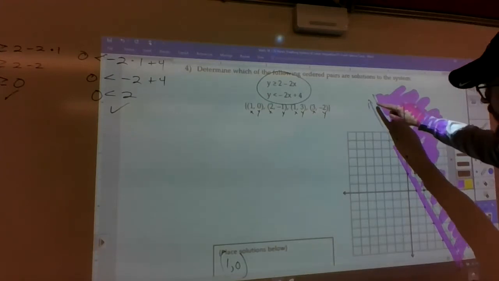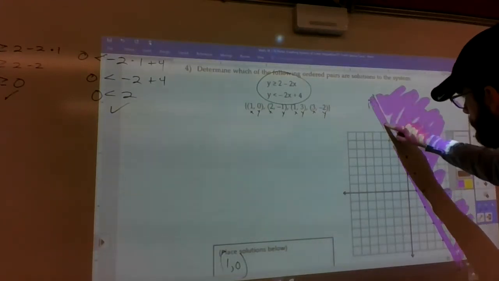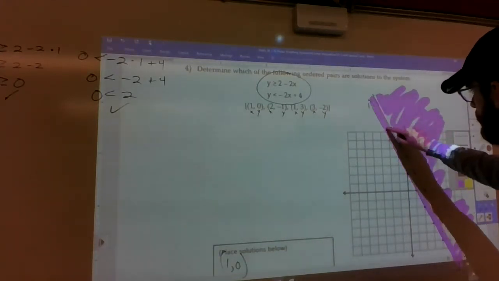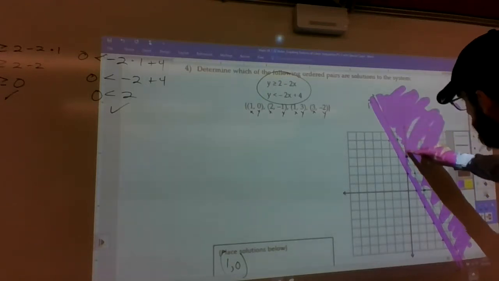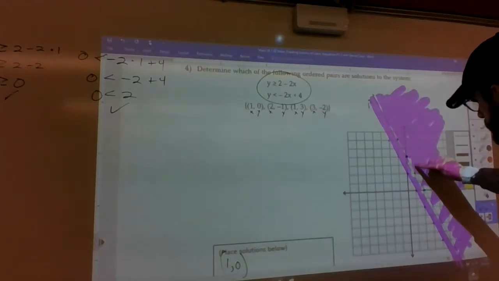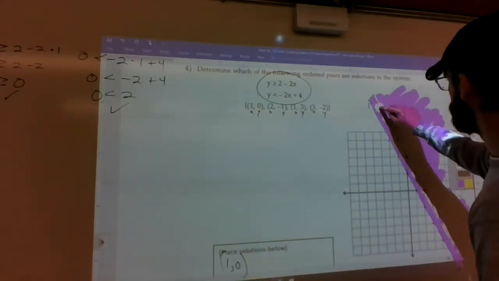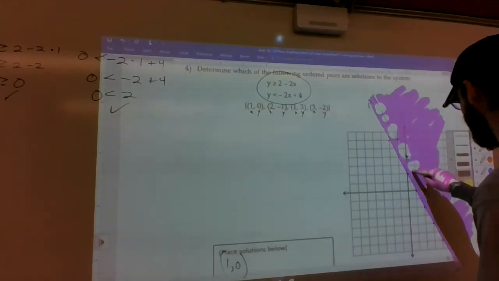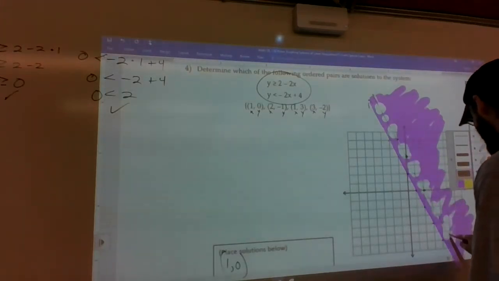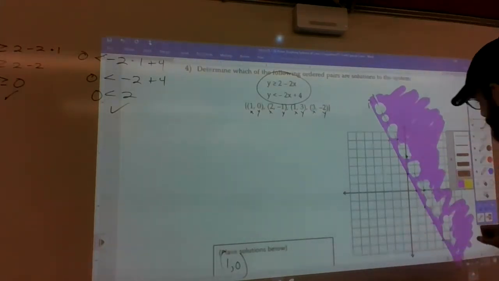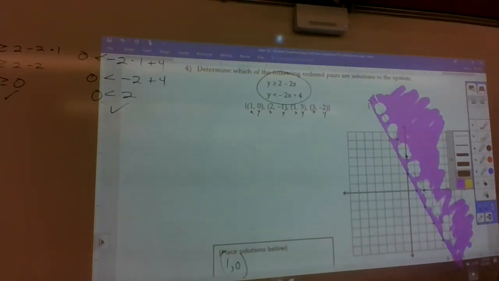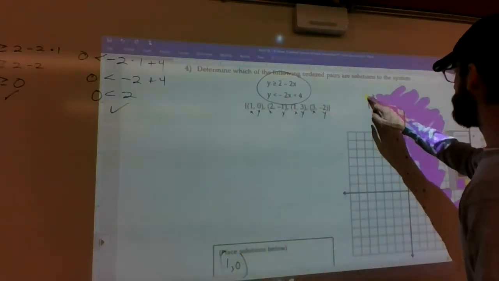Sorry, I gotta patch up what happened here. Come on now, come on. All of this. It's dashed. Oh my goodness. The shading is starting to fail. But it would be below.